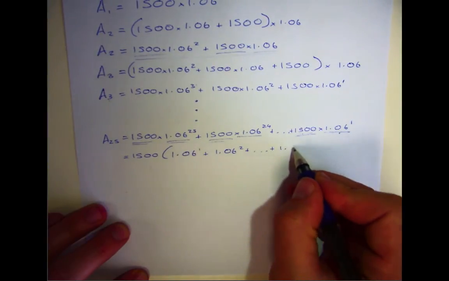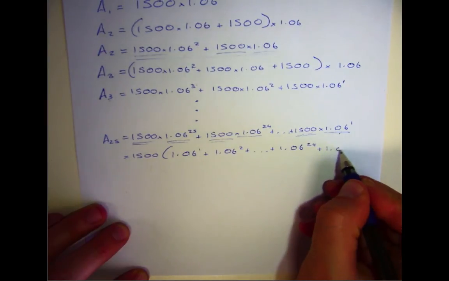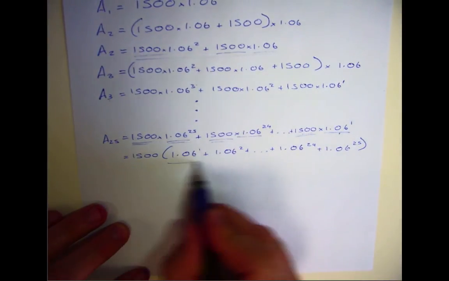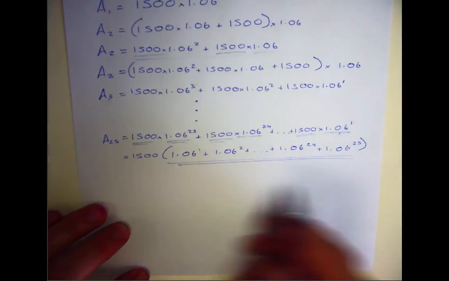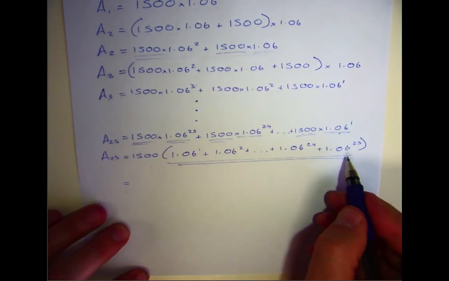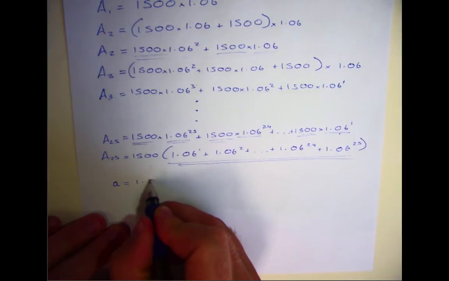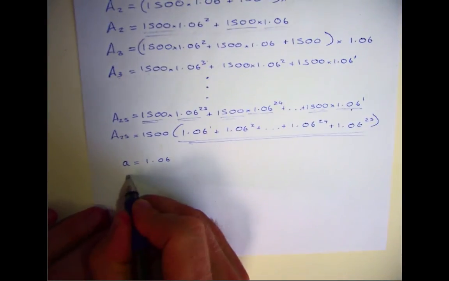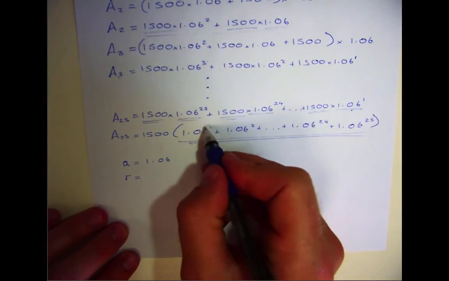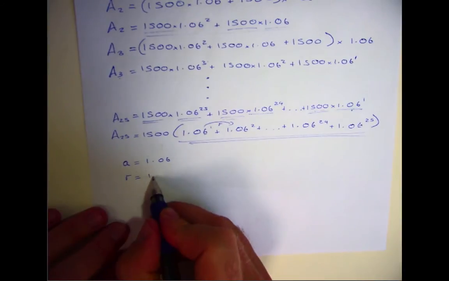Plus 1.06 to the power of 24, plus 1.06 to the power of 25. Okay, now this is a series. So when we want to work out what A25 is, we can do this as a series. In this series, A, the first term, is 1.06. It's a geometric series because we're multiplying to get from this term to this term. The ratio, R, is 1.06 as well.